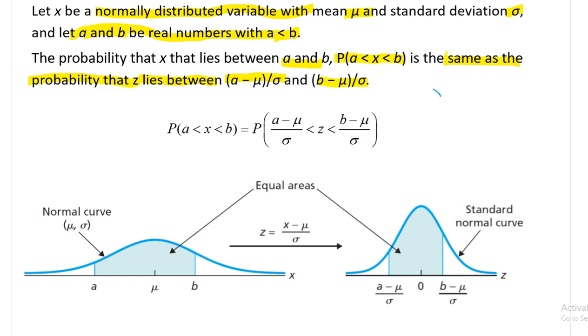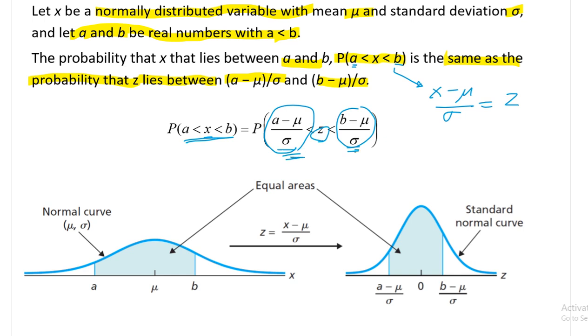Because x minus mu over sigma is equal to z, if I replace x by a, it will give me the corresponding z value for a, which is a minus mu by sigma. And if I replace x by b, it will give me the corresponding b minus mu by sigma. So now these values are in z. So x is between a and b, or z is between these 2 values, is the same thing.